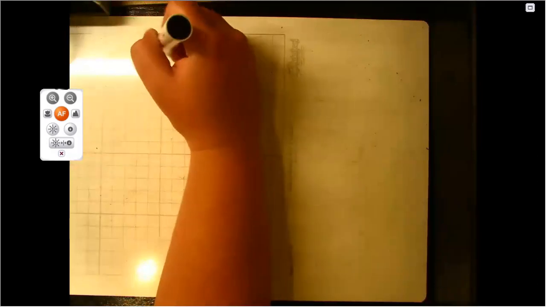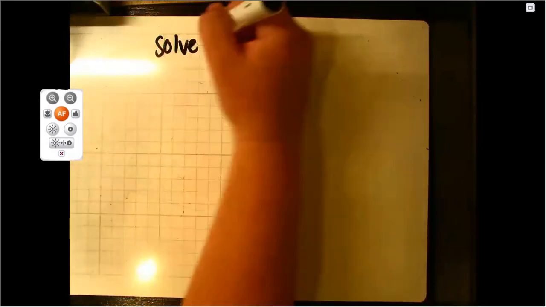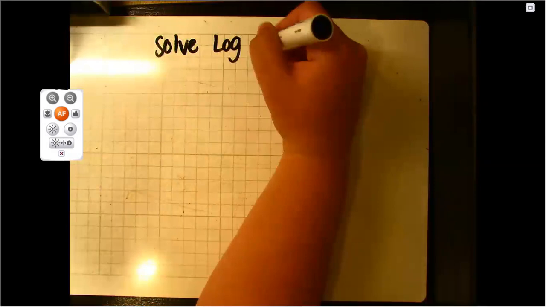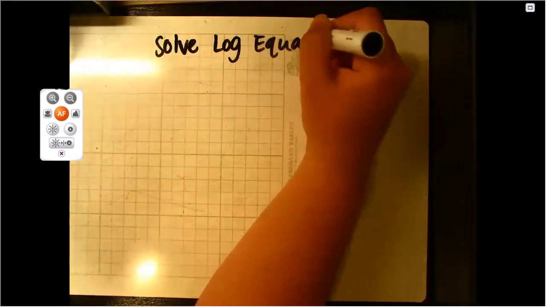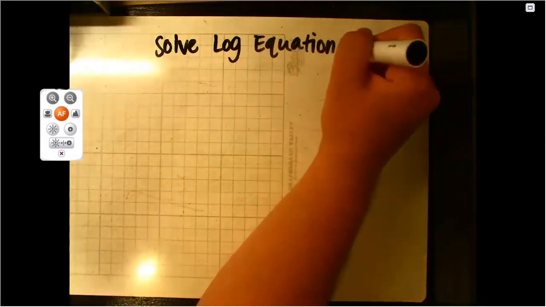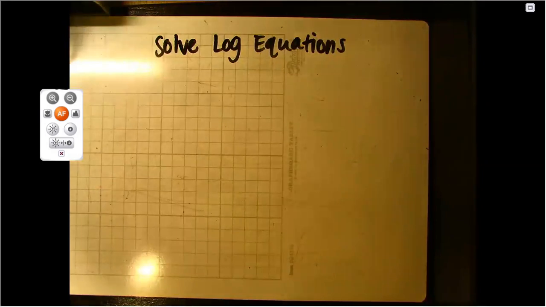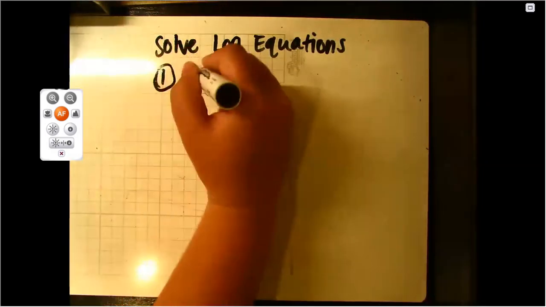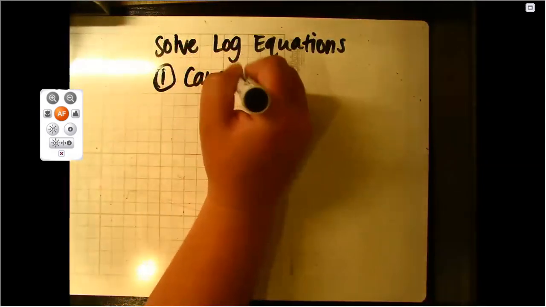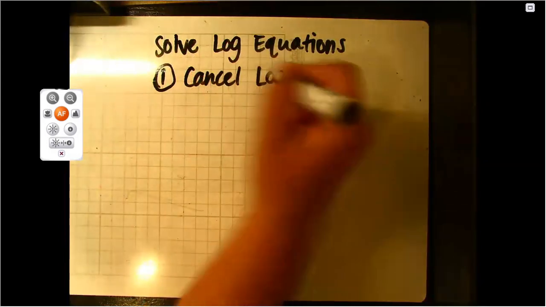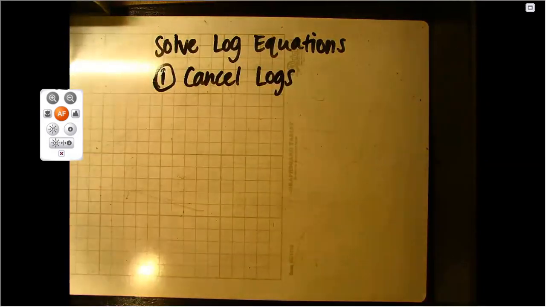All right, for this video, we're going to solve log equations. We have three ways, just like we had with solving exponential equations, and they're kind of similar. The first way we're going to look at is canceling logs. So this one's kind of similar to common bases, where if you can get your bases to be the same, then you can cancel them out when you're solving your exponential.